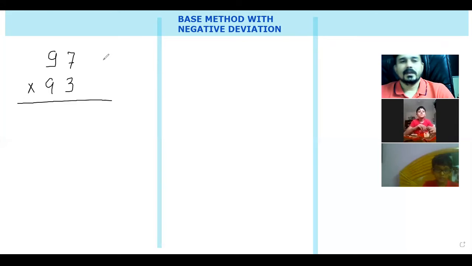Here the deviation of first number is -3 and the deviation of second number is -7. We divide our answer in two parts, LHS and RHS.